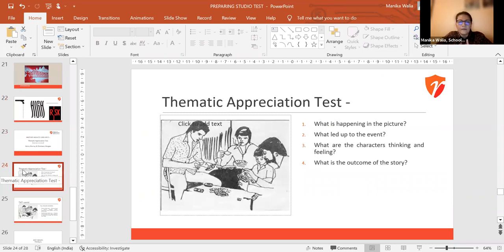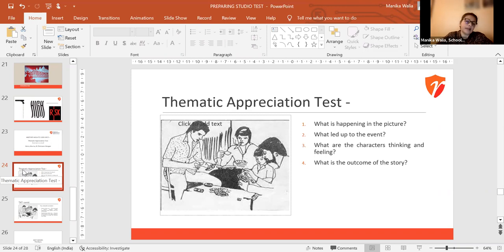Before you start writing or interpreting, think about these 4 questions: What is happening in this picture? What led up to the event? What are the characters thinking and feeling? And what will be the outcome of the story? Now, when I look at this picture, the people are smoking, playing cards, gambling, whatever. But then I also see that there's a little kid.